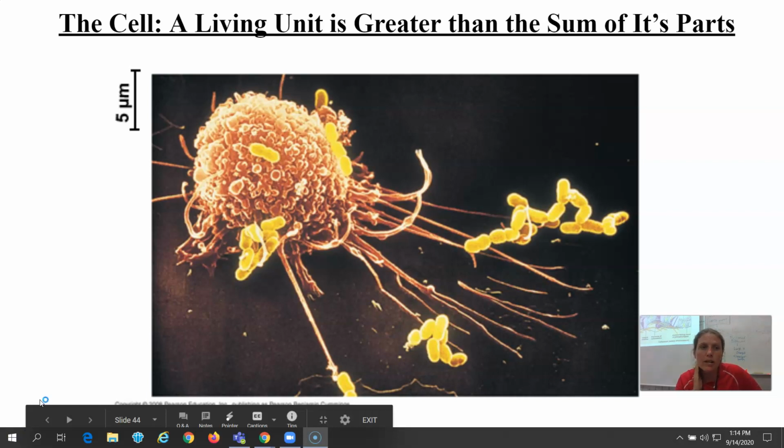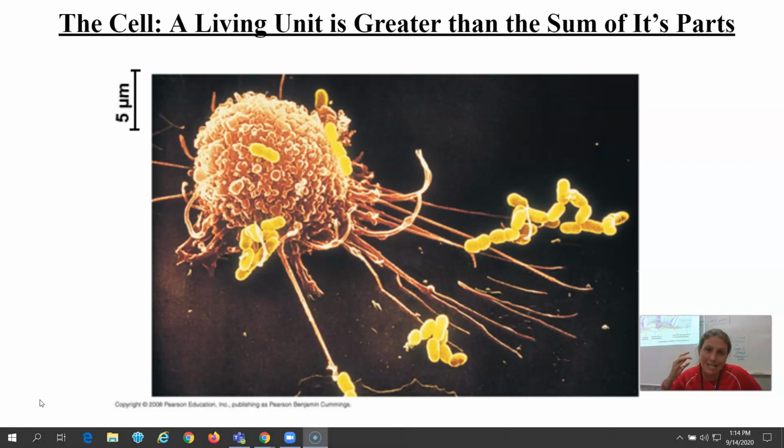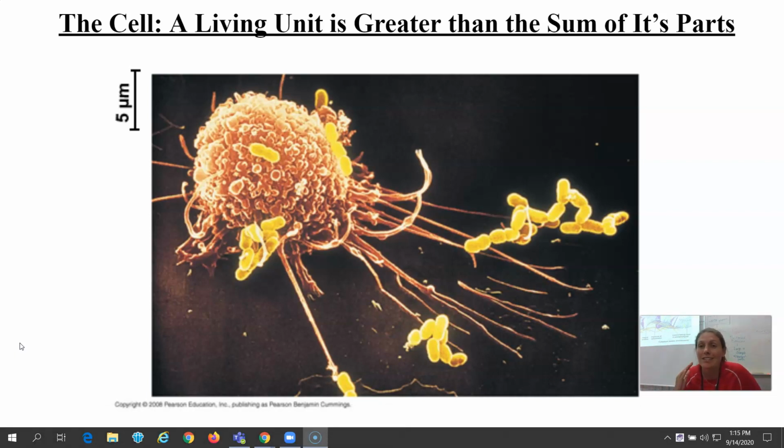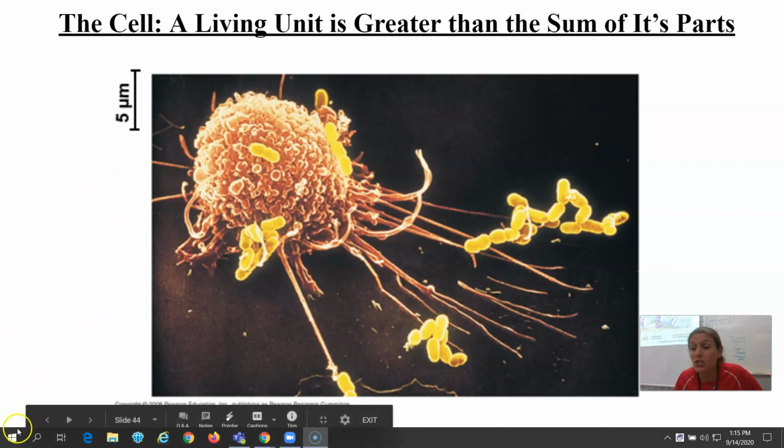And just a quick reminder: the cell is a unit that is greater than the sum of its parts. Okay, so it's got all of these compartmentalized functioning organelles that work together, but it needs all of those parts to be working the correct way so that the entire whole can function.